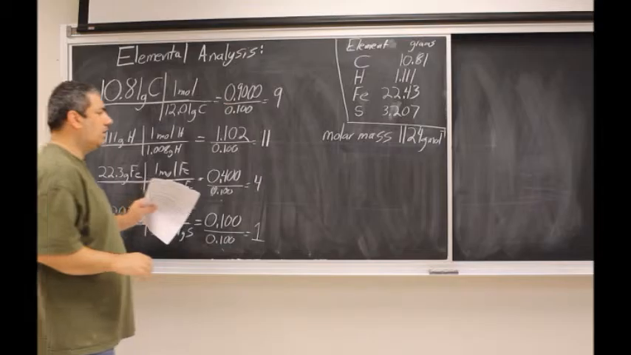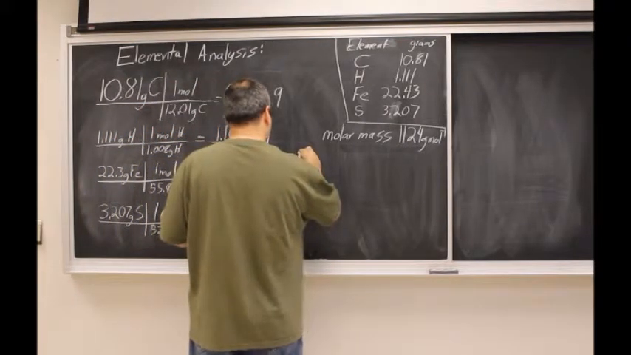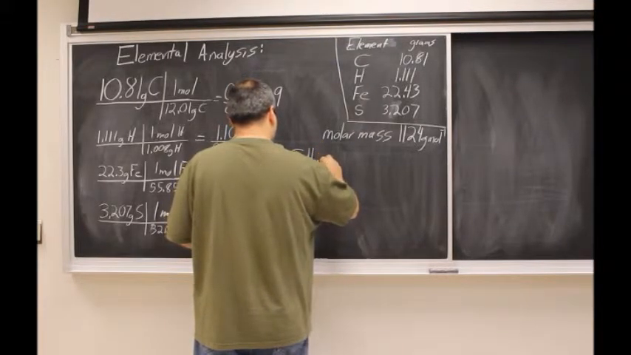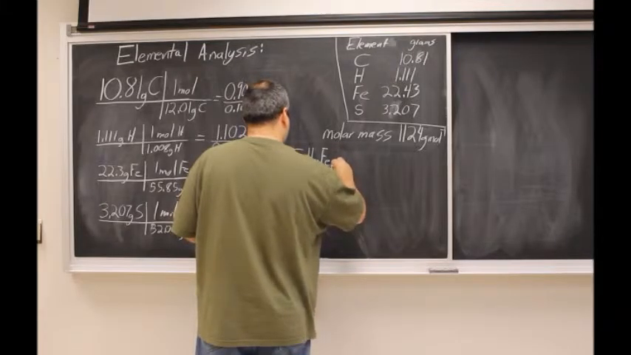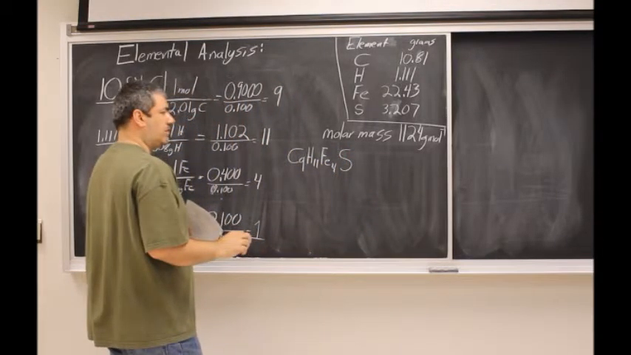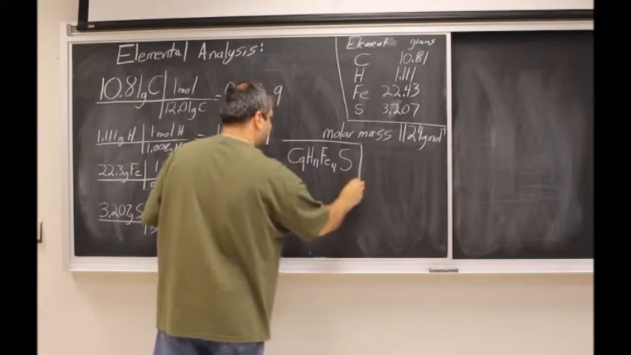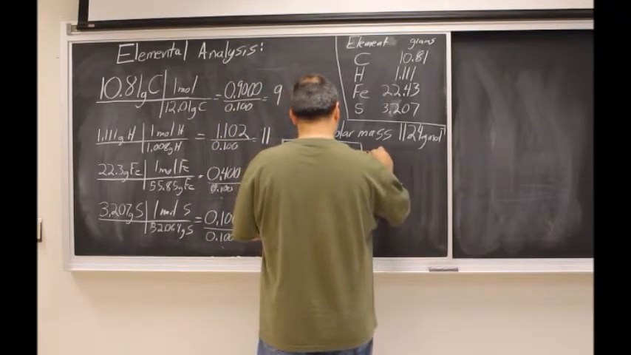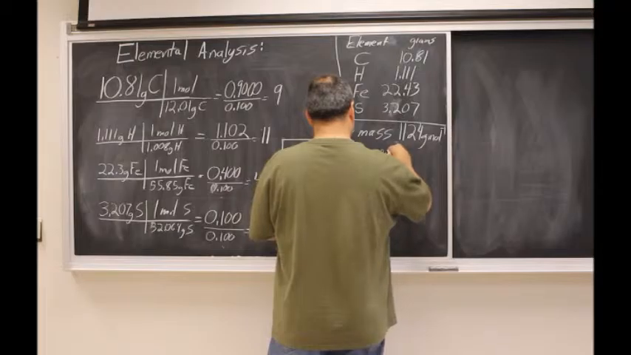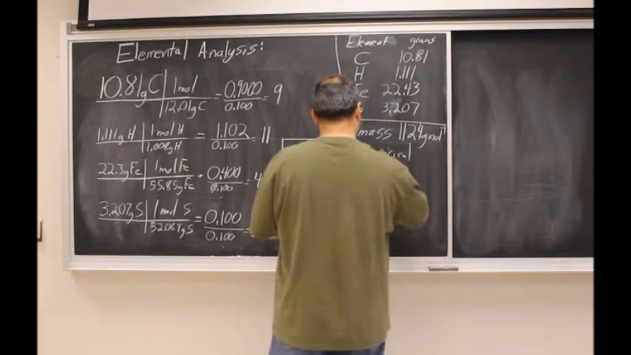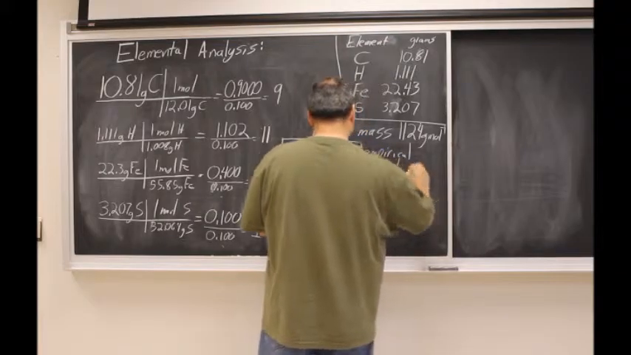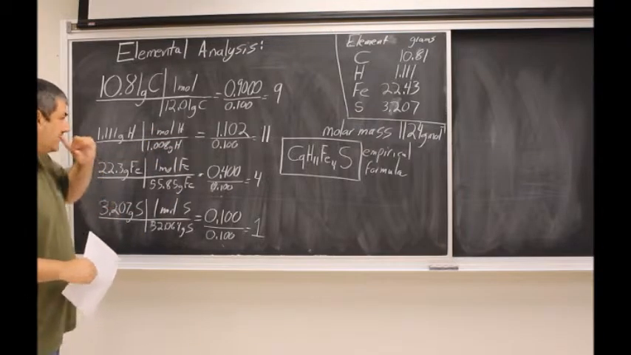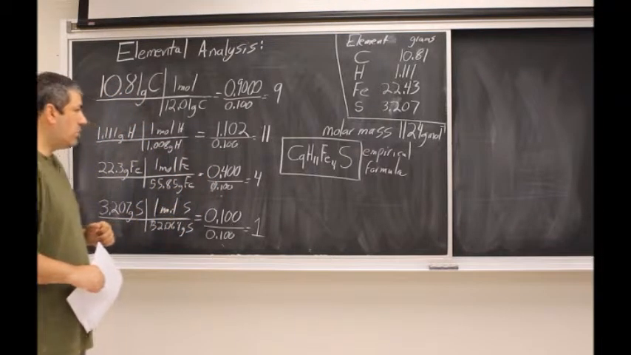So now, our empirical formula is C9H11Fe4S, with 1 sulfur. Again, grams to moles. I didn't go over that in detail because at this point you should know how to calculate grams to moles and so forth.